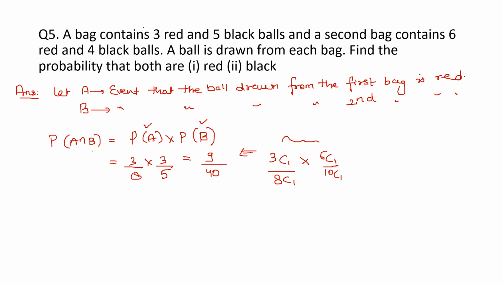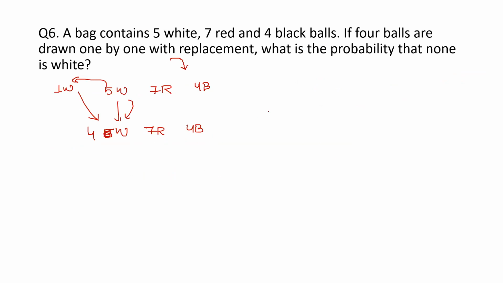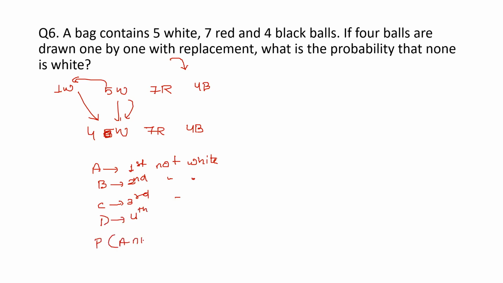The question is, Umesh, the probability that all are white. So why are you not doing this directly, Umesh? What is the probability that none is white? So take A, first is not white. Take B, second not white. Take C, third not white, D fourth not white. So that means you need to find A intersection B intersection C intersection D, which is equal to P(A) into P(B) into P(C) into P(D).